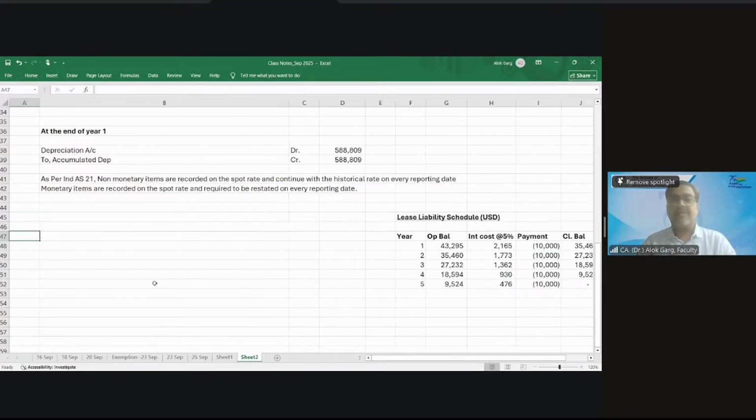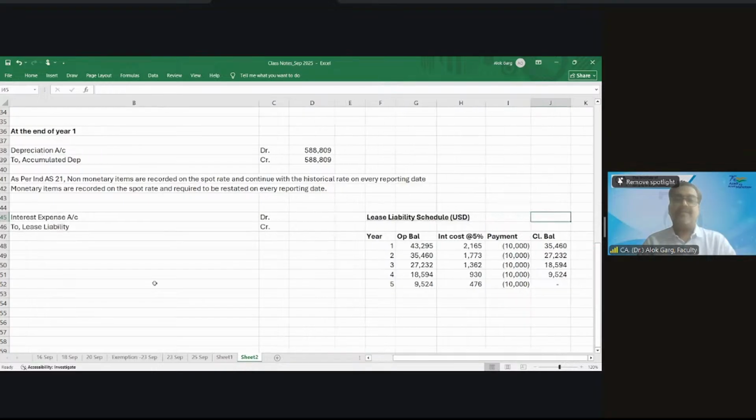$2165. What is the accounting entry for interest cost? Interest expense account debit to lease liability. Or you can also pass the entry of bank to lease liability. What is the accounting entry?